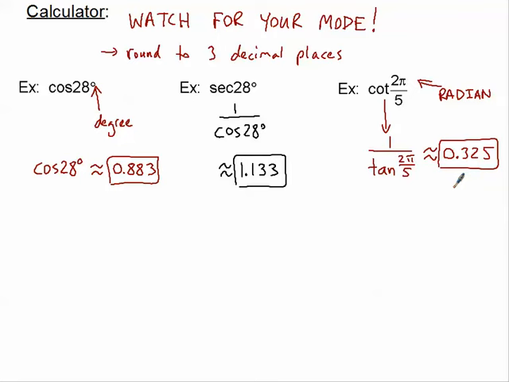So that's just some stuff on the calculator, how to plug in these buttons. You only need sine, cosine, and tangent. The other ones are just the reciprocal, so you just do 1 divided. But please make sure you watch out for your mode. That's the most common mistake I see if anybody messes these up. All right, we'll practice this in class. See ya.